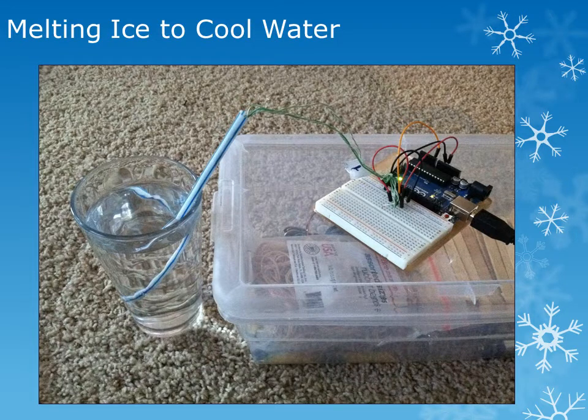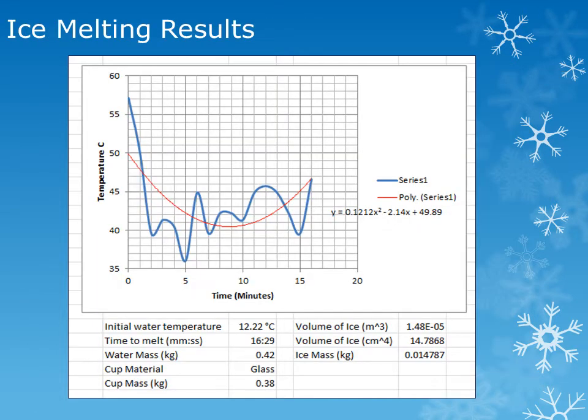In our first experiment, we melted ice in water. The goal was to find out when ice and water would reach equilibrium temperature based on the mass of the ice and the mass of the water. Unfortunately, no resources were available at the time to make this an adiabatic system, so the results are slightly skewed. Nevertheless, the results of the experiment were close to what we had expected.